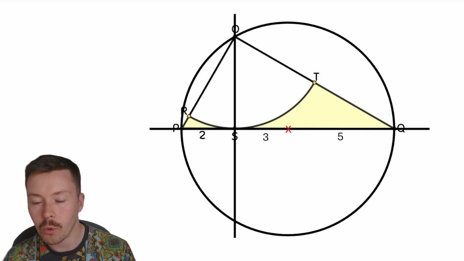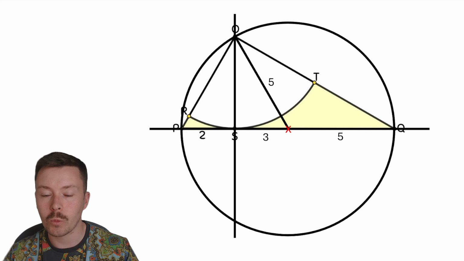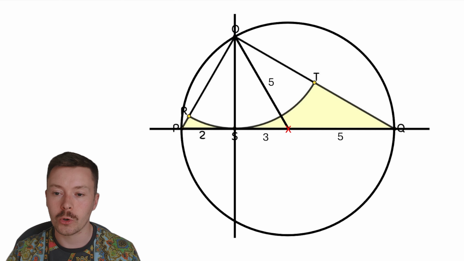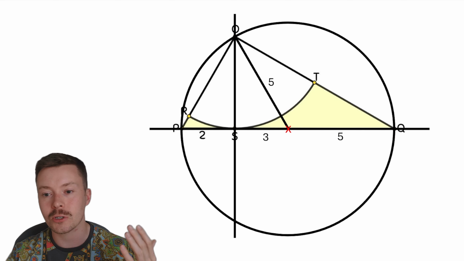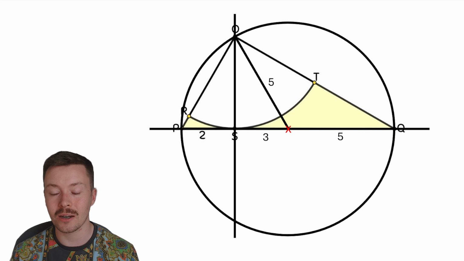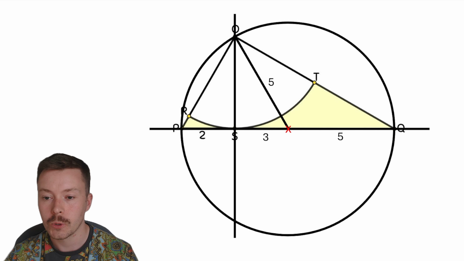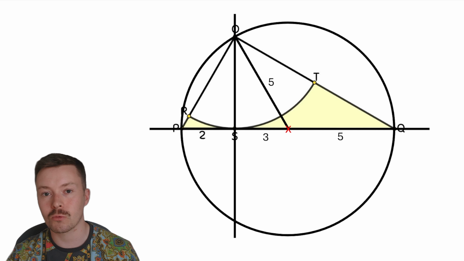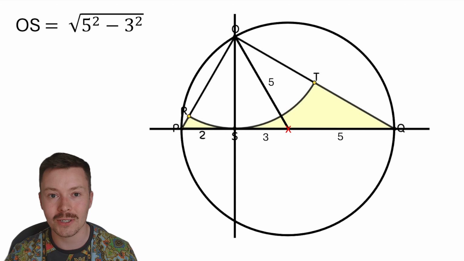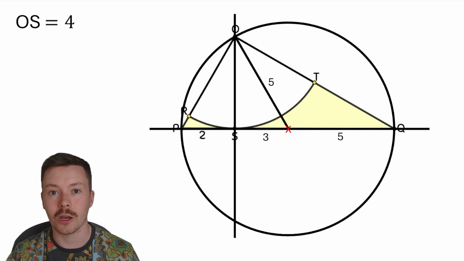But actually, what we could just do straight away is draw this line here, which goes from the center of the circle to that point O, and that's a radius, so it has to have a length of 5. And then you've probably seen we've got a right angled triangle here from O to S to the center of my large circle. Because that's a right angled triangle, I can use Pythagoras to work out the length of O to S. Square root of 5 squared minus 3 squared gives you an answer of 4.